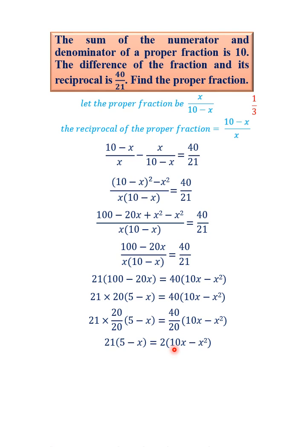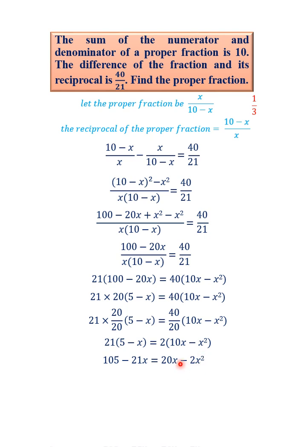Let's expand the brackets. If we expand the brackets, on the left hand side we have 105, 21 times 5 is 105, minus 21 times negative x is negative 21x, equal to 2 times 10x, which is 20x, and 2 times negative x squared is negative 2x squared.